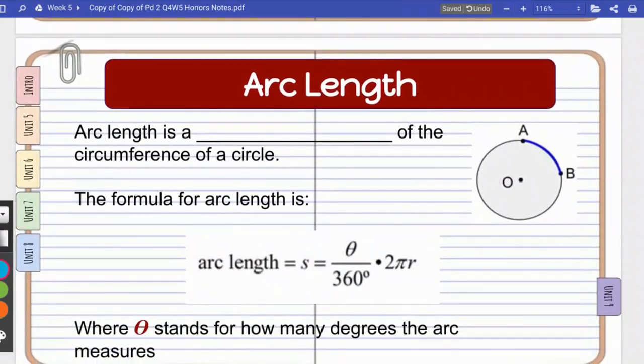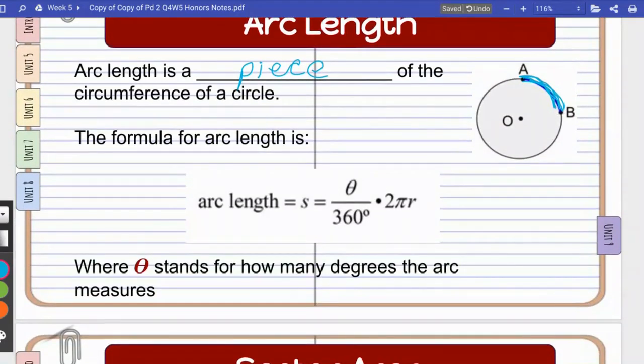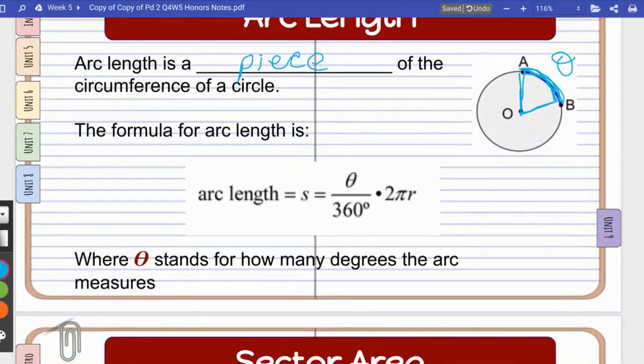Okay, arc length is just a piece or part of the circumference. So we can find circumference, the distance all the way around the circle. Well, if I want arc length, that's just talking about what percent do I want? How long is just this piece from A to B? We have a formula. Arc length is equal to theta over 360 times 2 times pi times radius, where theta is the amount of degrees because there's a central angle here. So how many degrees do we want out of 360? And then this right here is just the circumference formula.